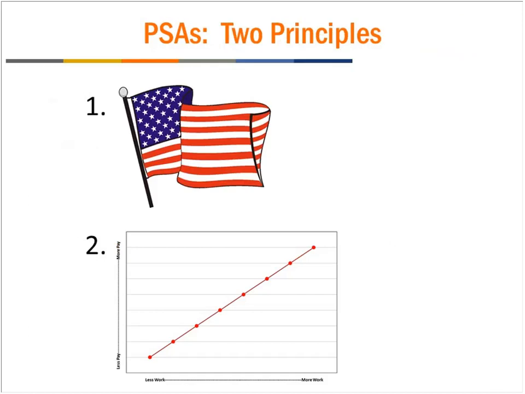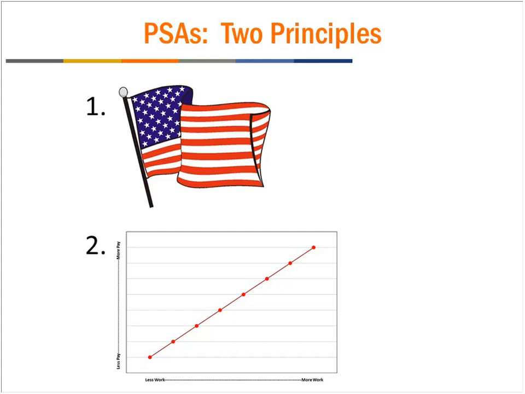So with regard to PSAs, or the professional service agreements, this is my kind of tongue-in-cheek take on it. There are two principles, and this is not meant to be a Make America Great reference, but there's the American flag. It's still a free country. You can pay what you want in terms of compensation. You just need to make sure it's equivalent to fair market value and document that.